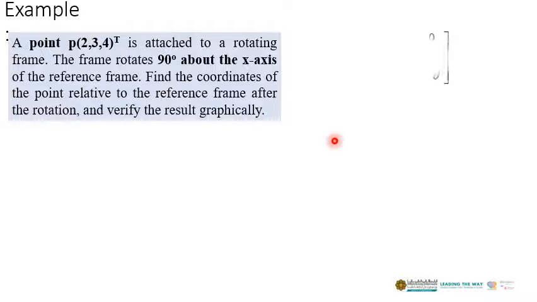So let's say you have here the rotation with respect to x. So this is what we have just seen. So here the theta will be 90 degrees. So cos 90 degrees will be 0, sine 90 degrees will be 1.